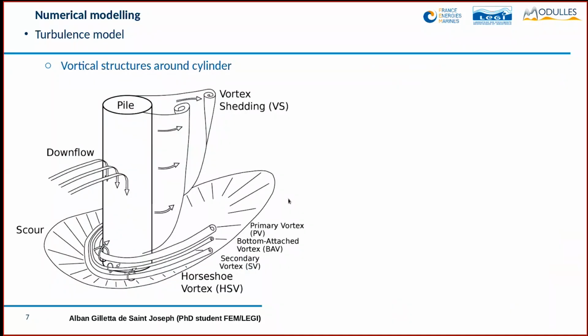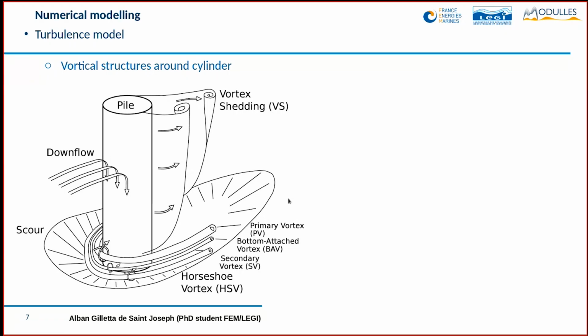To sum up, this sketch gives you the important vortical structures that are responsible for the scour process, namely the vortex shedding downstream, and upstream the horseshoe vortex, which is formed of several vortices like the primary vortex, the bottom attached vortex, and also secondary vortices.